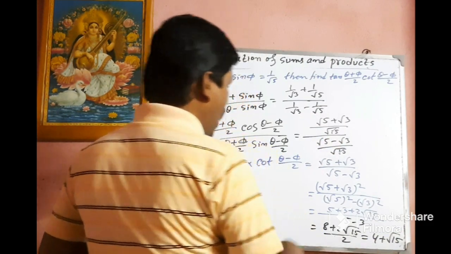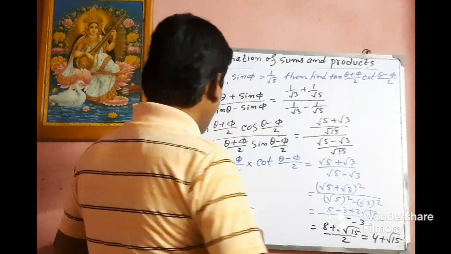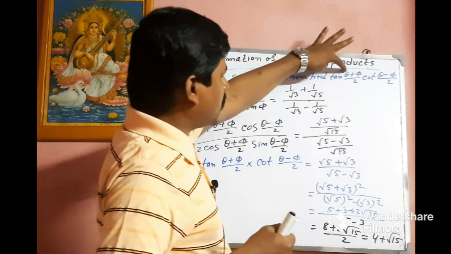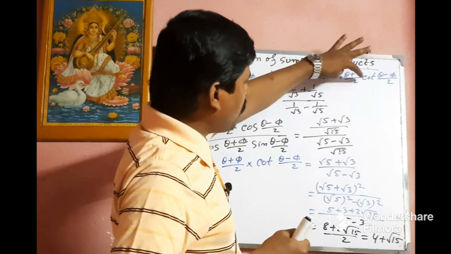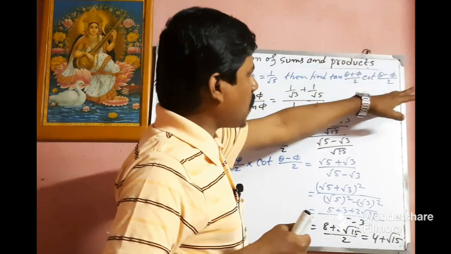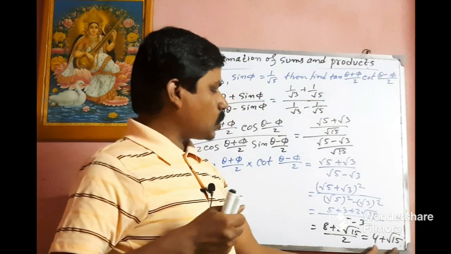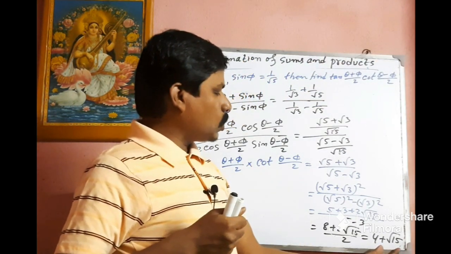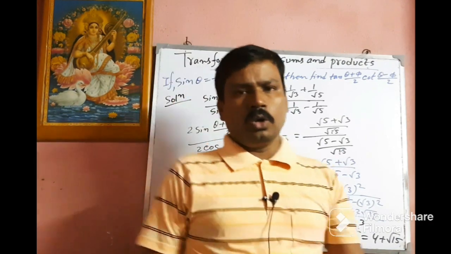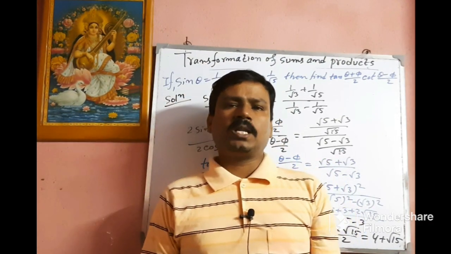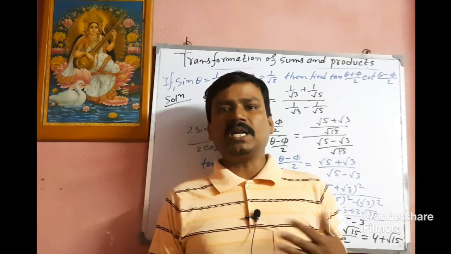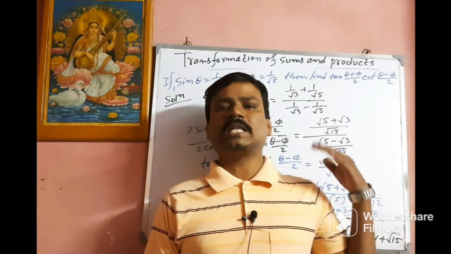This is the result after calculating. So the value of tan (theta plus phi) divided by 2 multiplied with cot (theta minus phi) divided by 2 is equal to 4 plus root 15. Hope this example and the discussions of this chapter will help you to understand this chapter.